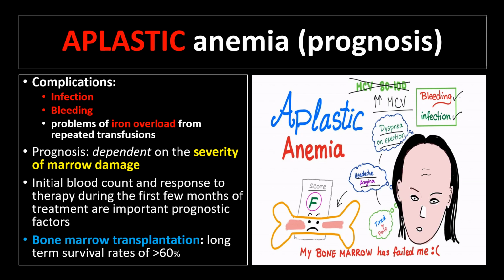So the prognosis of aplastic anemia is usually dependent on the severity of the marrow damage. This could be assessed by your CBC and your bone marrow aspirate or bone marrow biopsy. They say that initial blood count and response to therapy during the first few months of treatment are important prognostic factors. So these are the parameters that our physicians take into account. Another, which is the gold standard for aplastic anemia, would be bone marrow transplantation, which gives a long-term survival rate of greater than 60%.